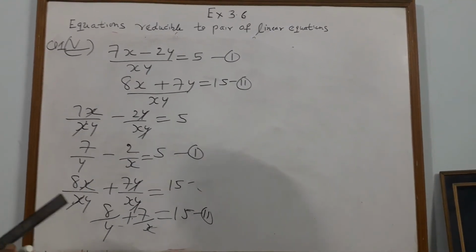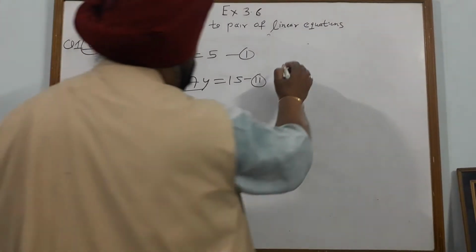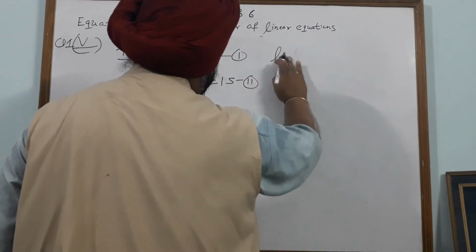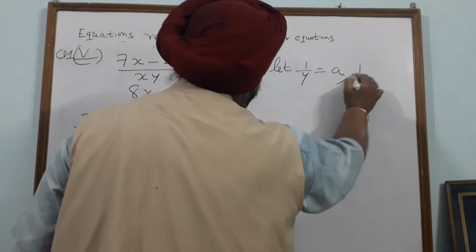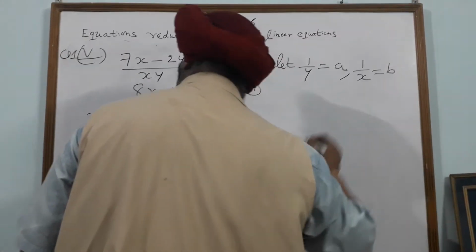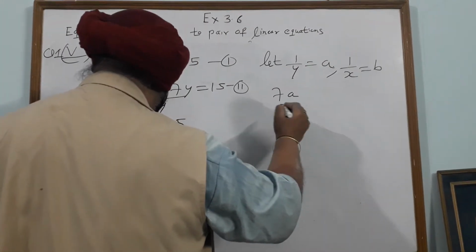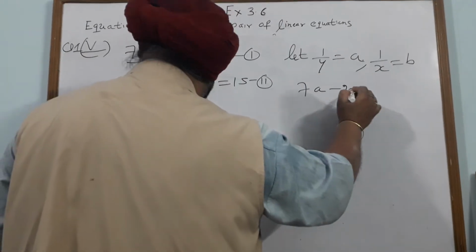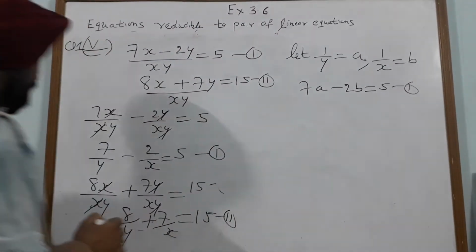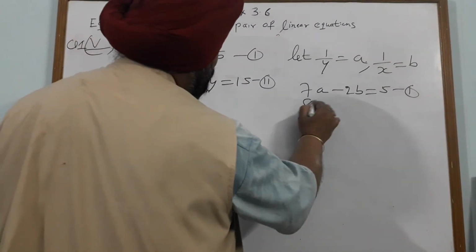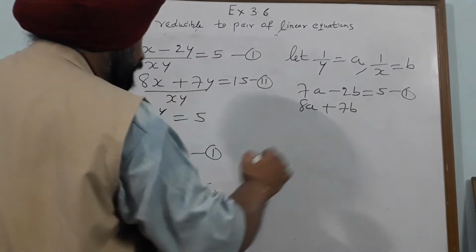What will we do now? We suppose 1 upon y is equal to a and 1 upon x is equal to b. Now this equation is converted into 7a minus 2b is equal to 5. This is the first equation now. Similarly, the second equation becomes 8a plus 7b is equal to 15.